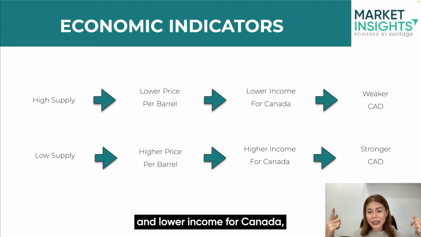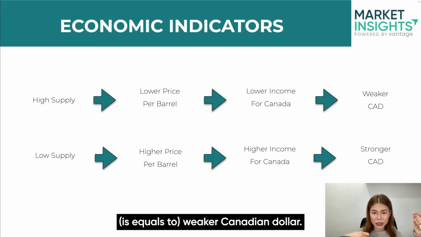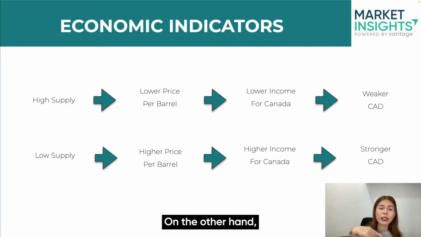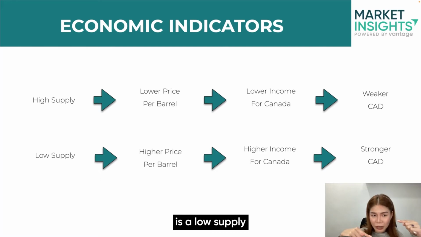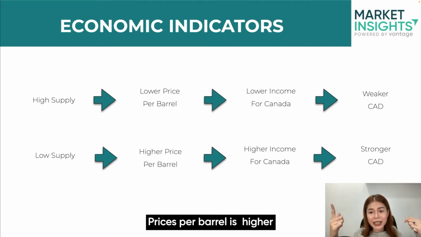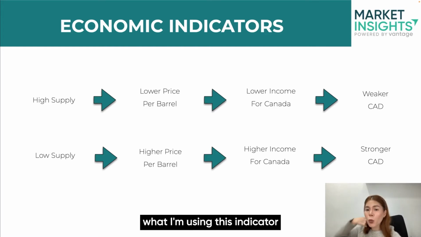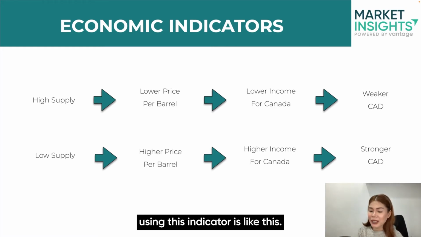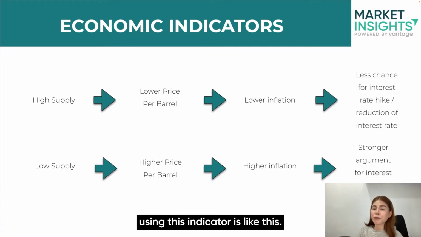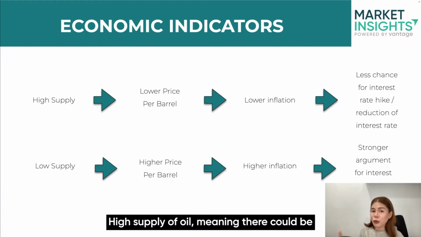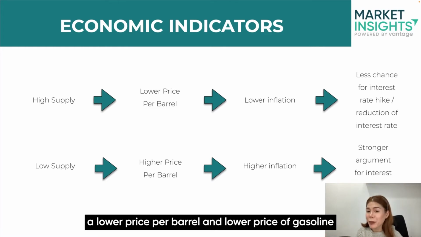And lower income for Canada, weaker Canadian dollar. On the other hand, if there is a low supply of oil, prices per barrel are higher, income for Canada is higher, and the Canadian dollar is stronger. But right now, how I'm using this indicator is like this. High supply of oil, meaning there could be a lower price per barrel.